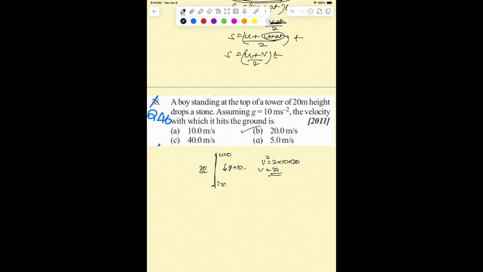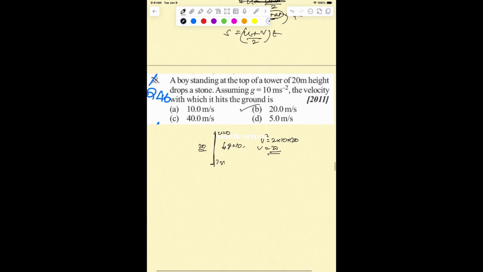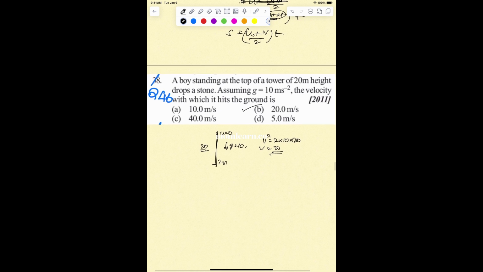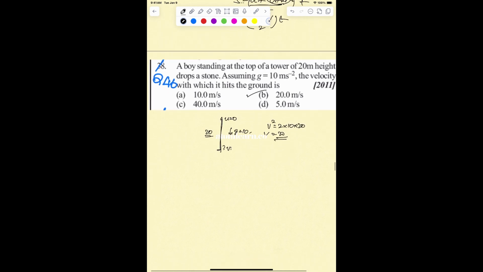Okay, now what I meant initially is that there are some easy, direct formulas for this vertical under-gravity kind of problem. There are only things like this. Now, if you throw from the ground at a velocity u, it will reach a maximum height of how much? H max, H equal to u squared by 2g. Okay, this is one formula which is important.